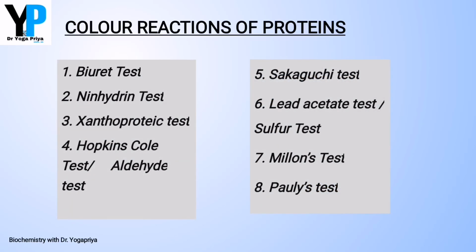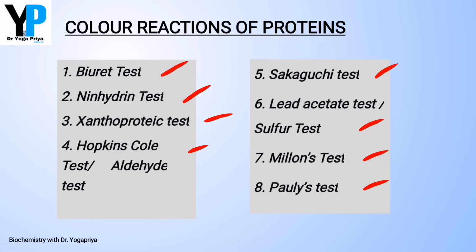The different color reactions of protein include, the first one is Biuret test, next is Ninhydrin test, third is xanthoproteic test, and fourth is aldehyde test, otherwise called Hopkins-Cole test, and next is Sakaguchi test, the sixth one is lead acetate or sulfur test, the seventh one is Millon's test, and the eighth one is Pauly's test. So we have these eight major color reactions of proteins. With these different tests, we can find out different protein molecules.